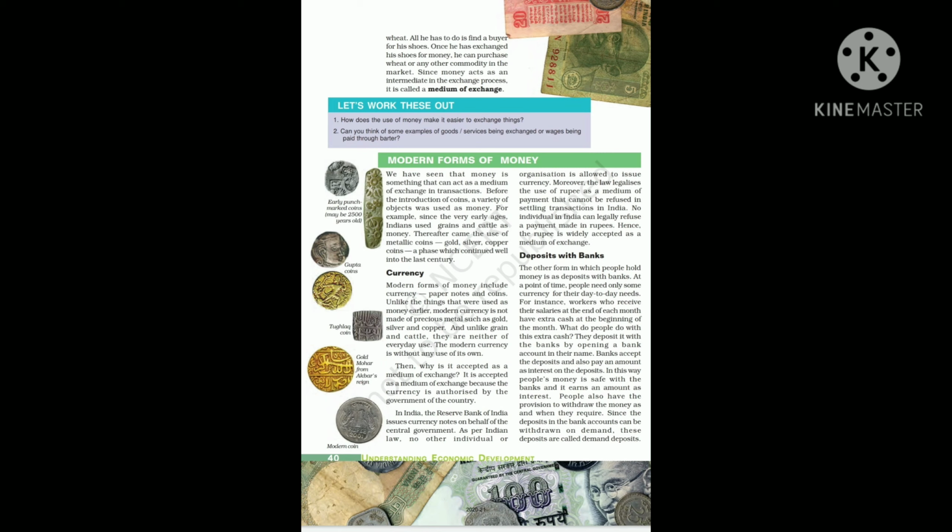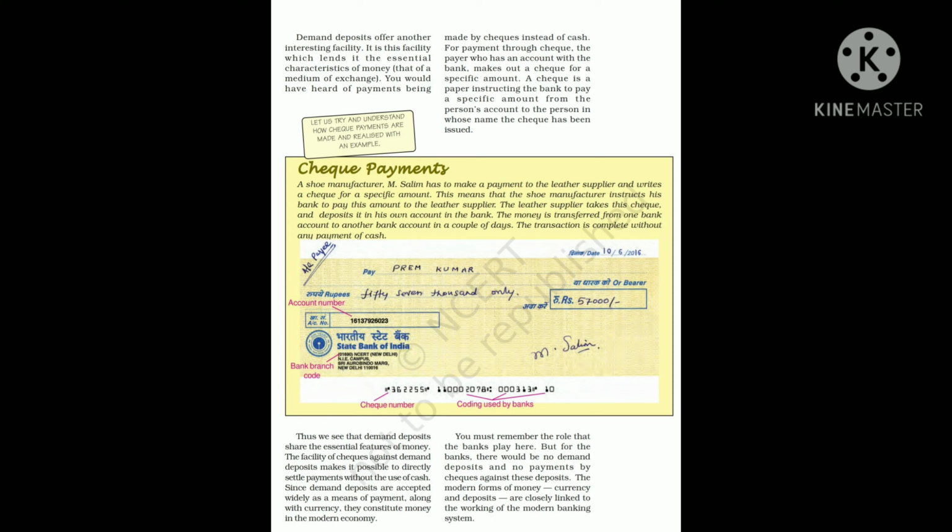For example, suppose Ram has a book but he needs a pencil, and Shyam has a pencil but he doesn't need a book. In this case, barter system can't be applied. But if Ram gave the money to Shyam for purchasing the pencil from Shyam, Shyam can use that money for purchasing whatever he wants.